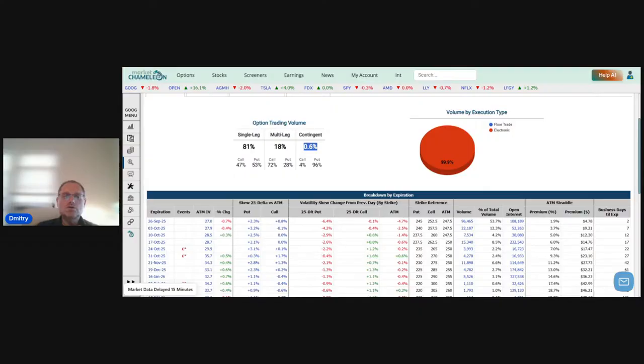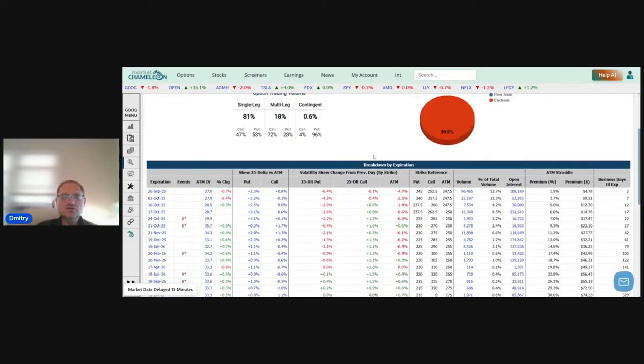And underneath each one, we have a breakdown of the call versus put. So in single leg trades, 47% were calls, 53% puts. Multi-leg trades, 70% were calls, 28% puts. Contingent, 4% calls, 96% puts. And this tells us how the trades were executed. So almost all of them were electronic. A small percentage was a floor trade, meaning there's a human touch with a broker.